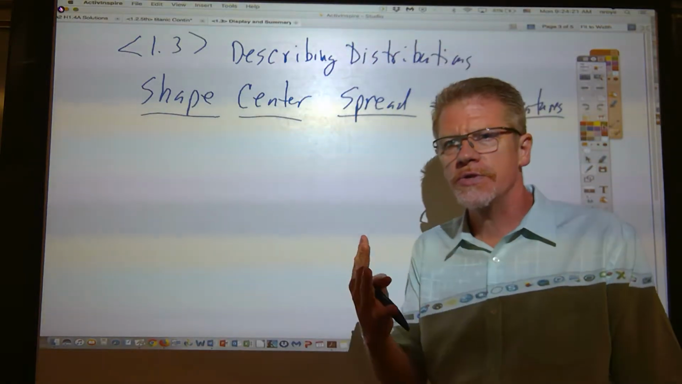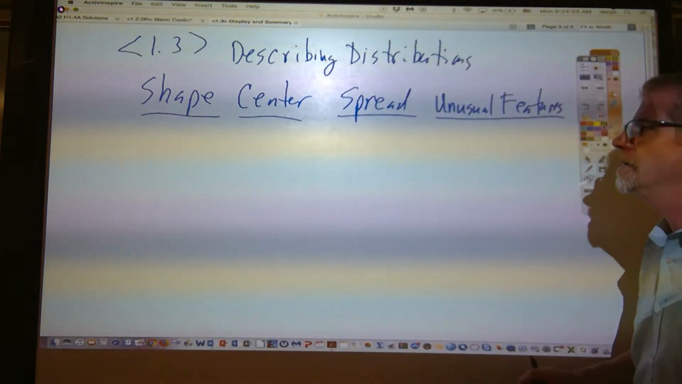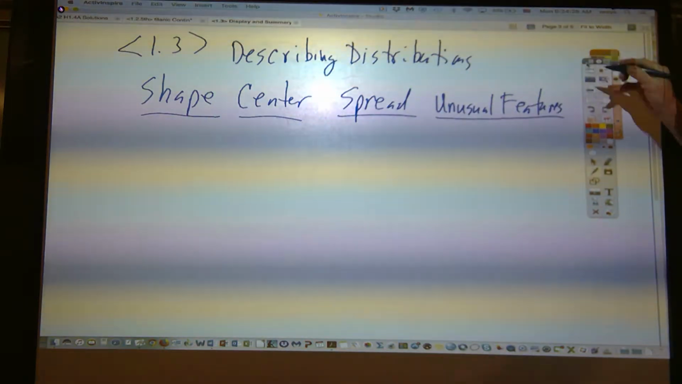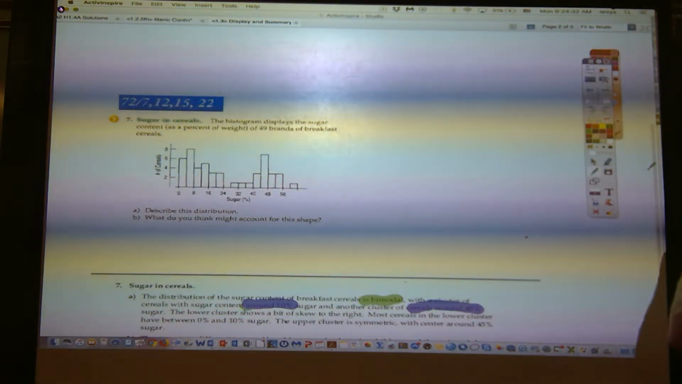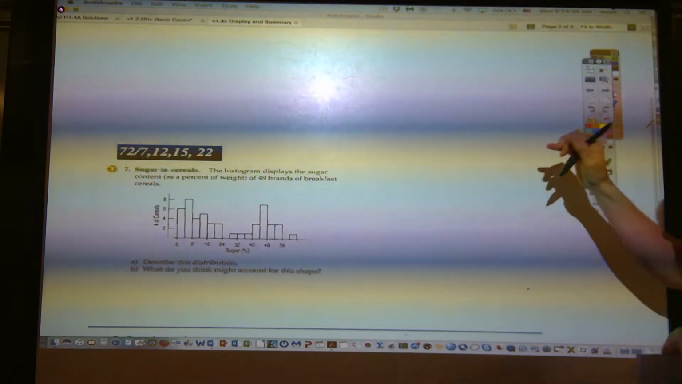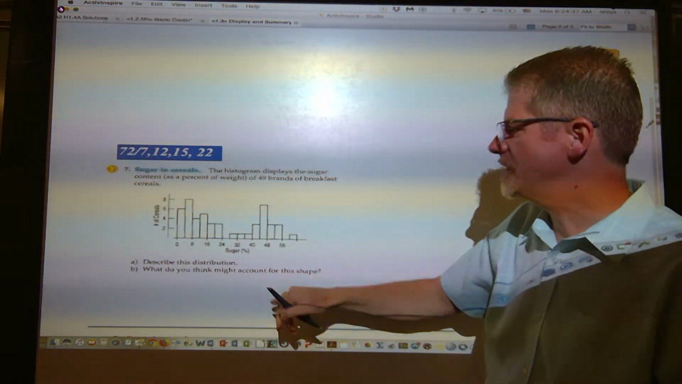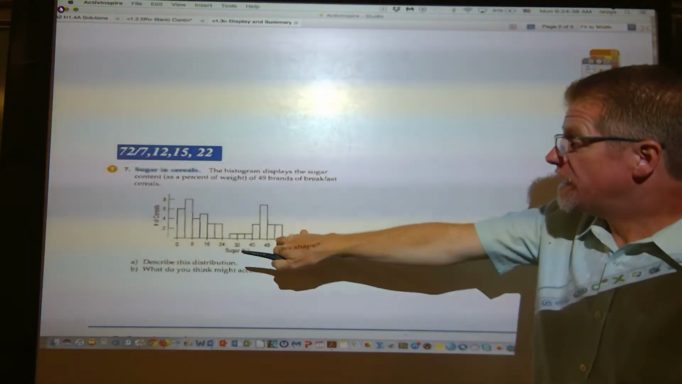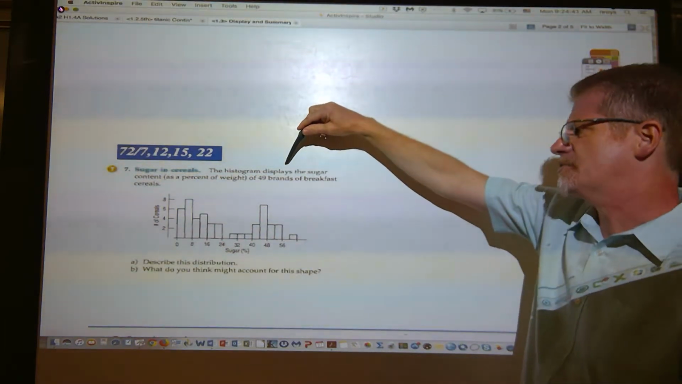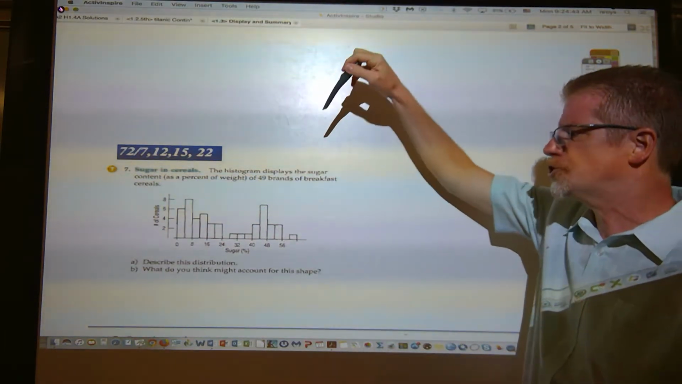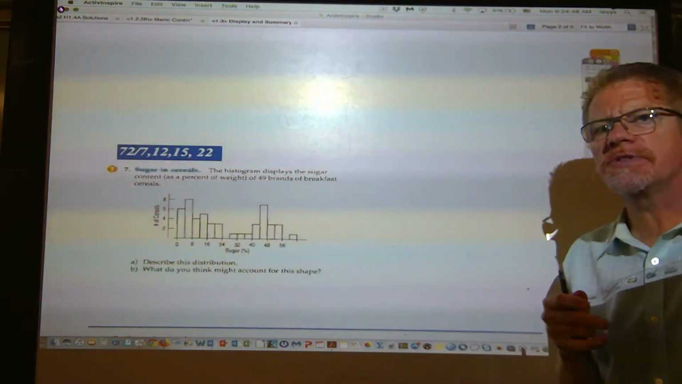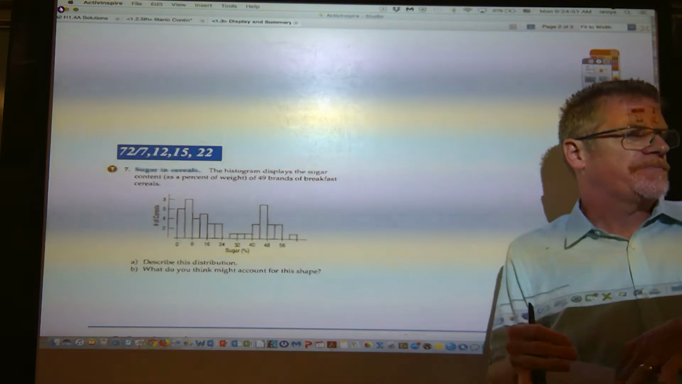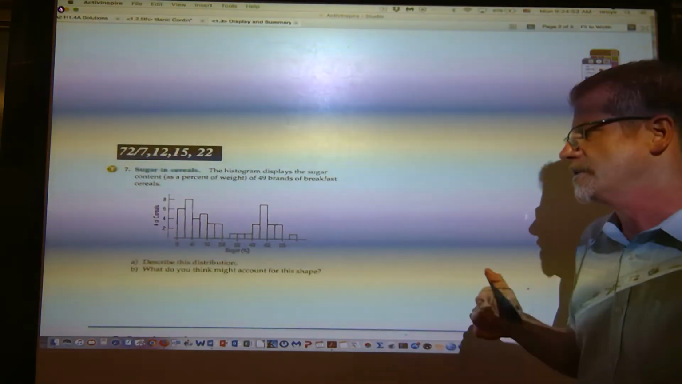That's it. Those are the 4 categories that they'd like you to write about when you look at a distribution. Oh, by the way, if you want, you can take a look at the distribution of cereals. They'll say something like, describe the distribution. When you look at the description, it says it's a histogram that displays the sugar content as percent of weight of 49 brands of cereals. So someone sampled 49 different cereals.